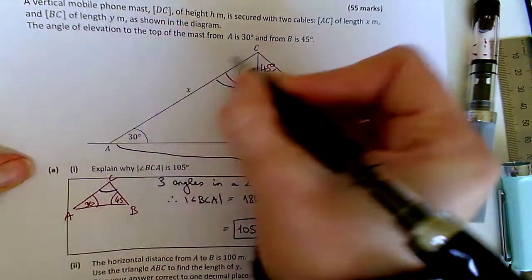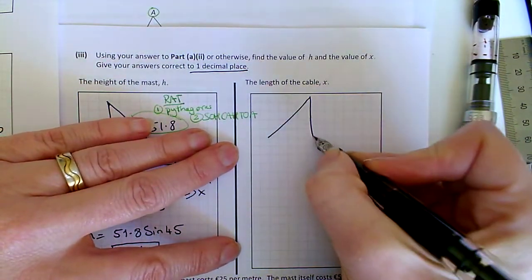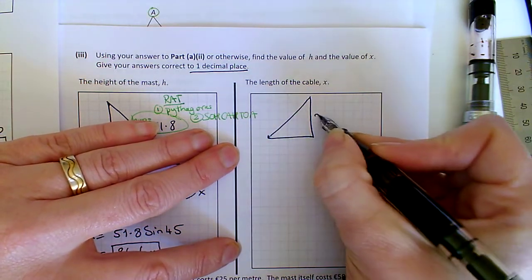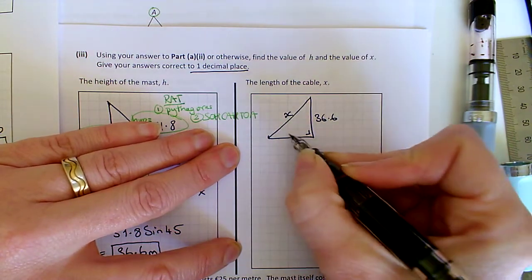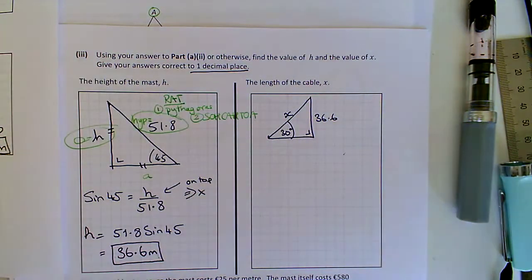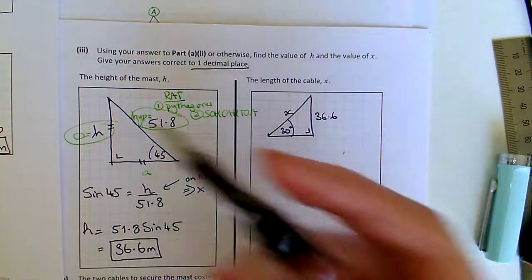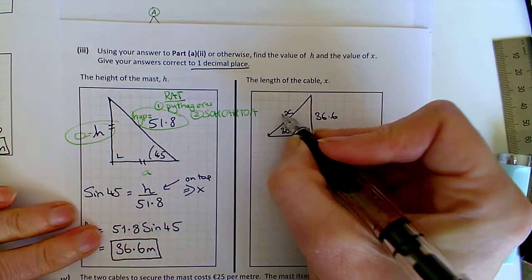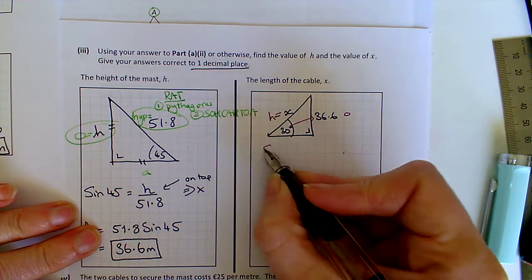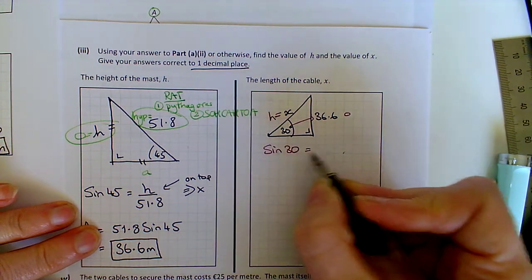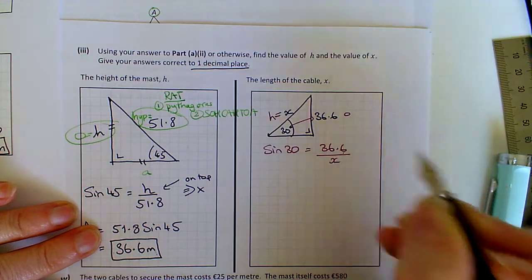So now can I find x, my missing side here? I can, of course. I'll sketch out that triangle. Same height, 36.6, right-angled triangle. X we don't know, but we do know my 30 degrees down here. So again, now I could work out this side as well because I know the 100 meters all the way across, but this is fine. X is my hypotenuse, and this is my opposite. So again, I'm going to use sine. Sine of 30 is 36.6 divided by x.